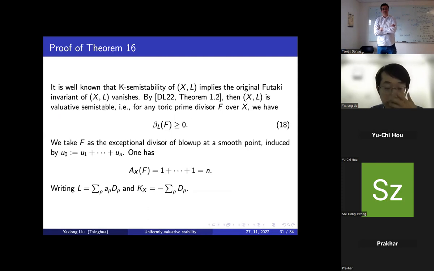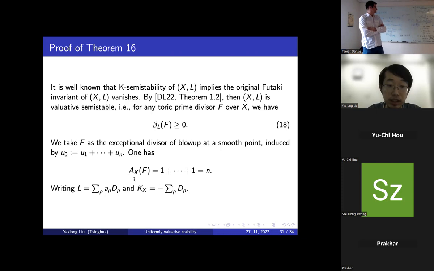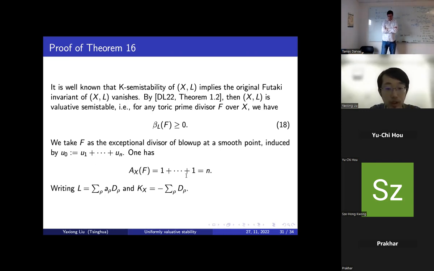And yes, the proof is simple. It is well known that K-semistability implies the vanishing of the Fujita-Li invariant. And by Dervan and Legendre's paper, they show that valuative semistability holds if and only if the Fujita-Li invariant vanishes for a toric variety. So we know (X, L) is valuatively semistable, so β_L is non-negative. We take F as the exceptional divisor of the blow-up of a smooth point induced by some vector u_0, and by the basic theory of toric varieties, we can compute the log discrepancy to be n. So L has this sum, and we know K_X is minus the sum of D_ρ.